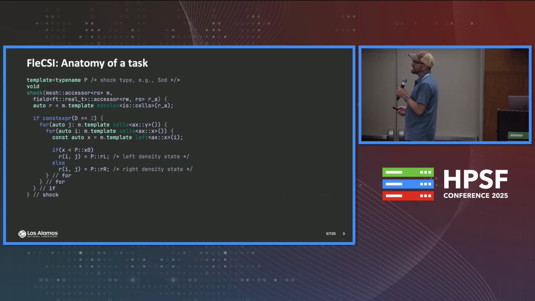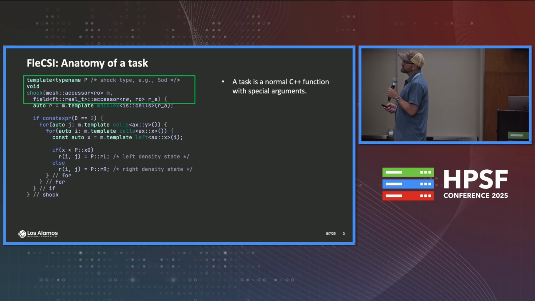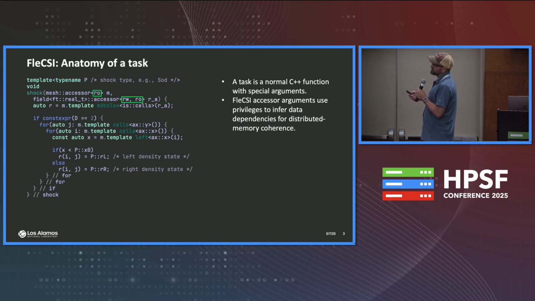This is just an anatomy of a task. A task is a normal C++ function. It can be templated. The thing that makes it a task is that you pass in these special accessor types. In a simple example, we use privileges on the accessor arguments so that we can create a task graph and know the data dependencies between tasks. Then the runtime can reorder or move execution of those to different places, and that allows us to maintain distributed memory coherence.